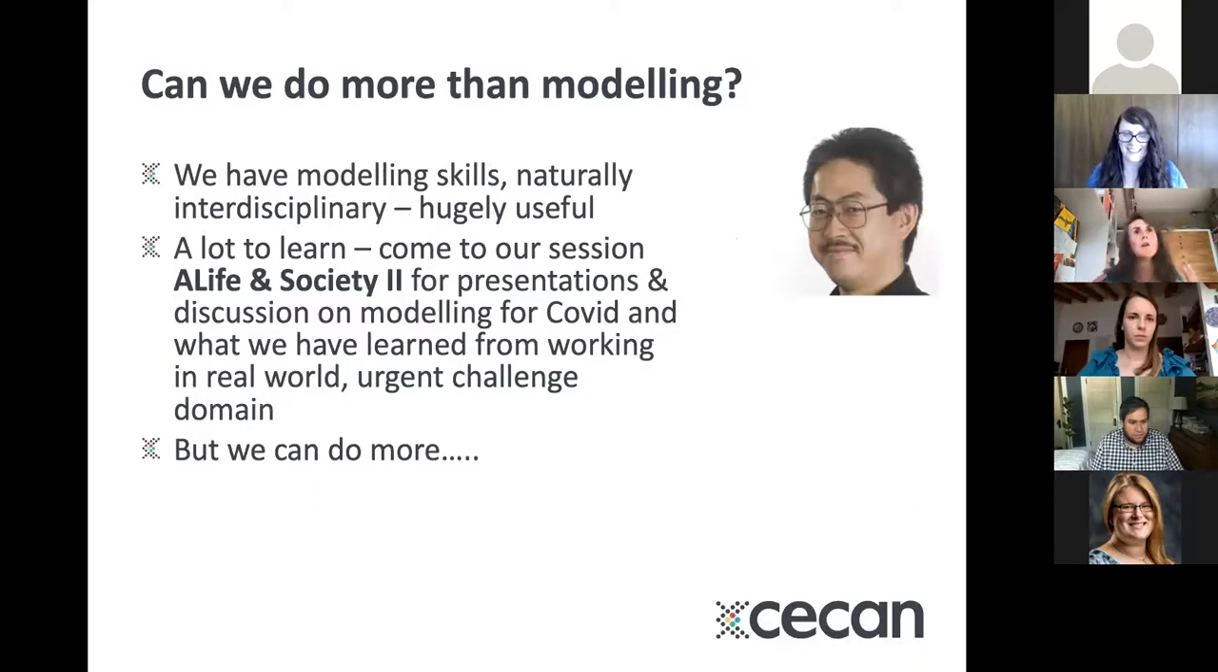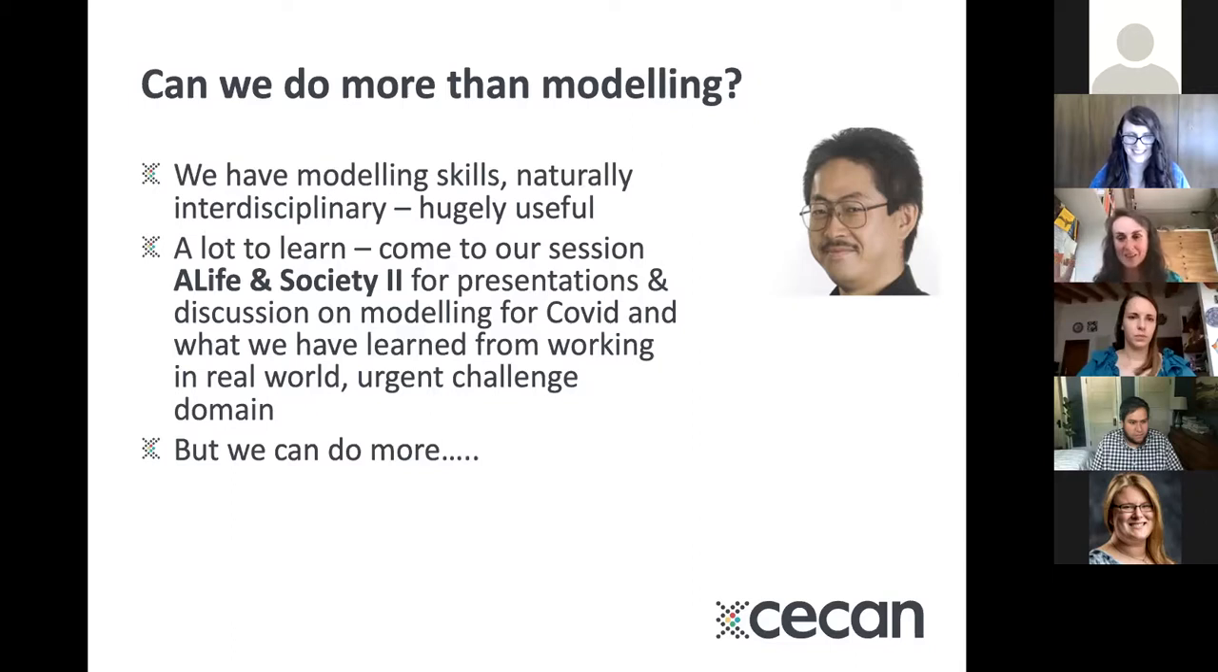Someone who's been doing a lot here is also, of course, Hiroki Sayama, pointing out how we can use our modeling skills as A-lifers. We're naturally interdisciplinary and we have great modeling skills. That's enormously useful in these sorts of situations, and it has been very useful over the course of the pandemic. But we have a lot to learn, I think. Many people in A-life and in all sorts of fields have a lot to learn about actually making models useful in real world contexts.